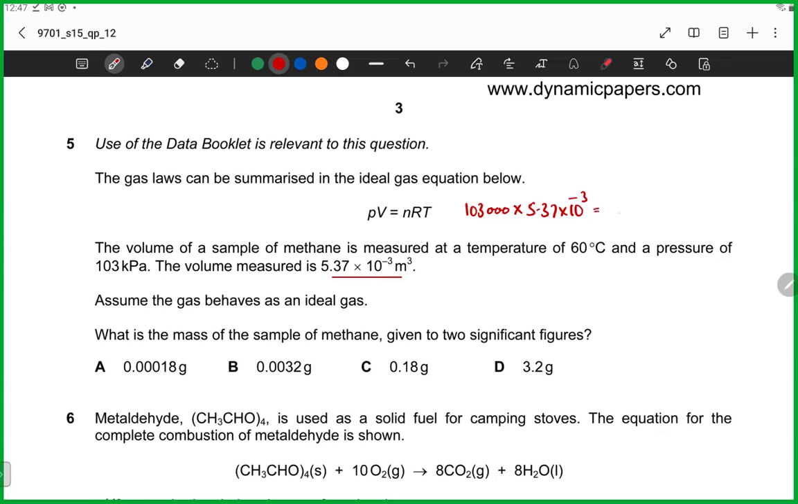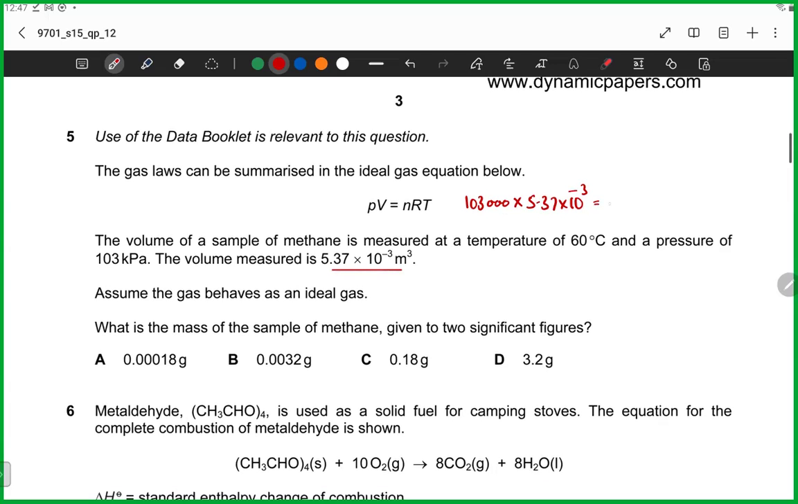n is the moles, and we know it's methane, right? So moles is mass divided by the molar mass, which for methane is 16. R is given to you, 8.31, and the temperature has to be in Kelvins, right? So that's 273 plus 60, that's 333, I think. Yep. So find the mass now and tell me the answer.